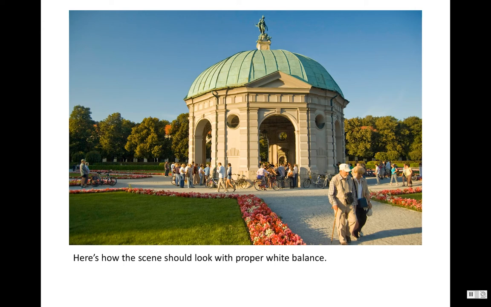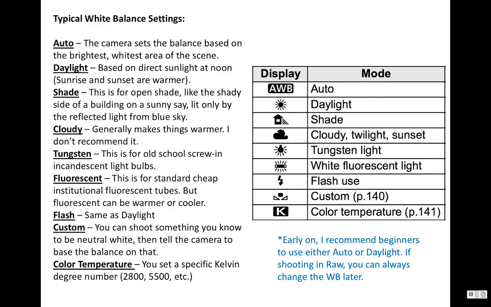Another way that you might get close to this is if you shoot on auto, and what auto does is it detects what the camera feels is the brightest, whitest thing in the scene, let's say this guy's hat, and it balances according to that. Sometimes that works pretty well, sometimes not so well.